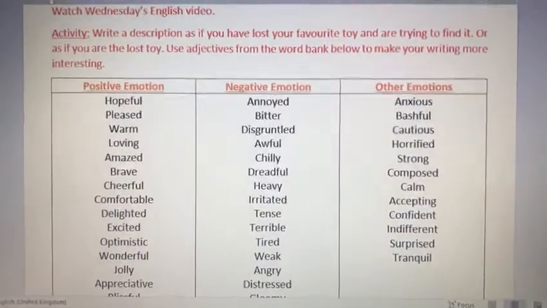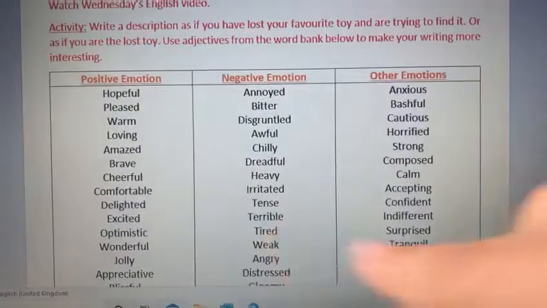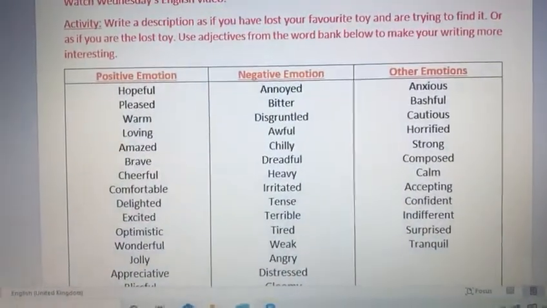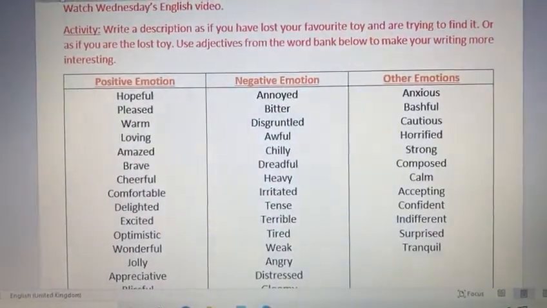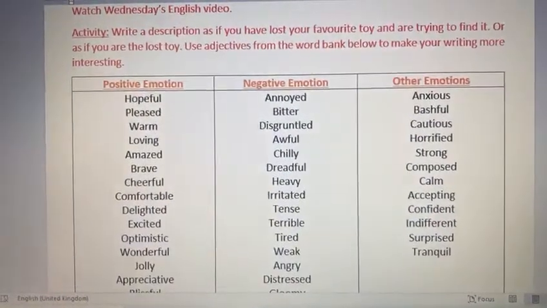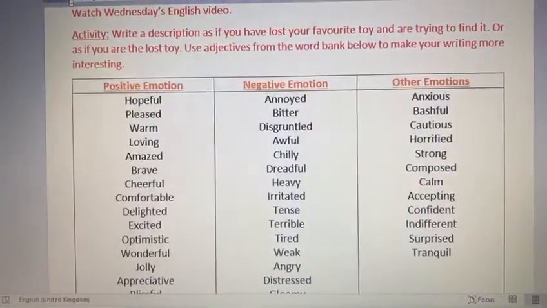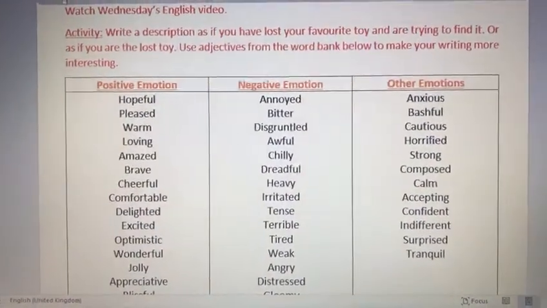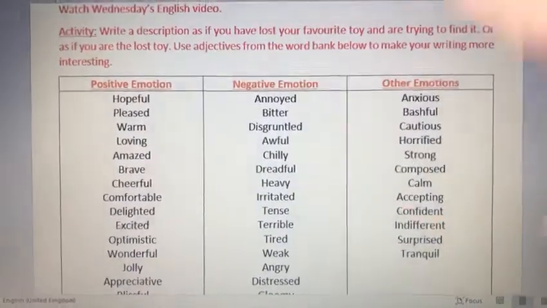Now, these negative emotions, I suppose these will be the bulk of your description, because the majority of your description is going to be about how you feel having lost it, or how your toy feels at being lost. So I would like you to have a look at those.